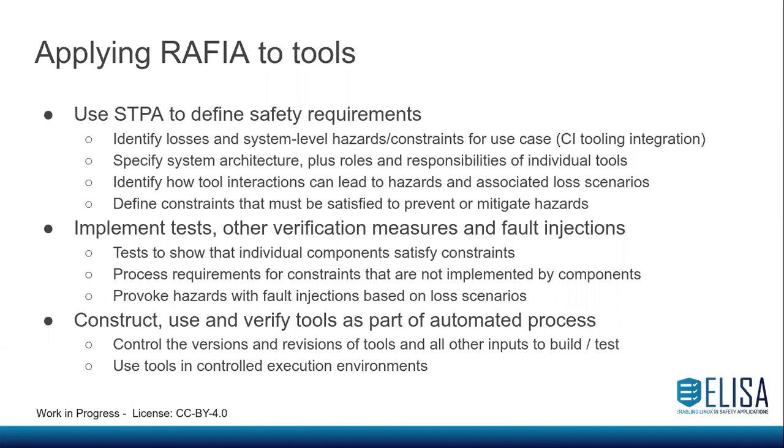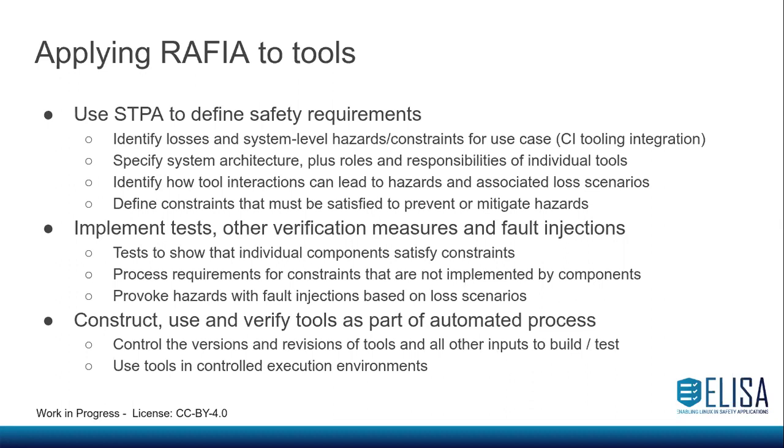So the first part of this was really applying the RAFIA approach that we described as a general approach with Linux in mind to tools. And the approach is really much the same. We used STPA to define our safety requirements, identifying what losses we needed to prevent with the tools, which in this case wasn't so much harm to people, but a loss that would lead to harm to people if the software was deployed to a vehicle and caused such harm.